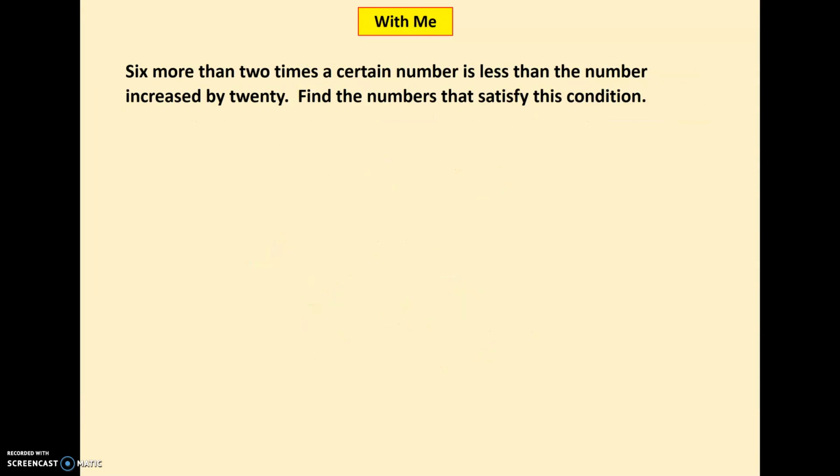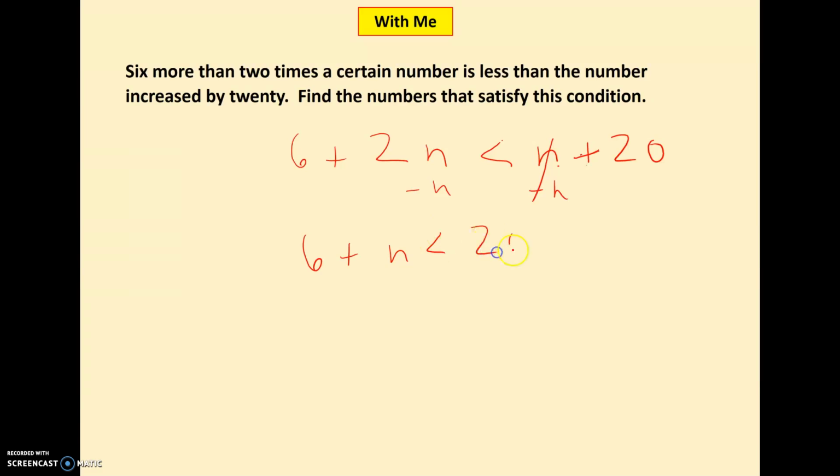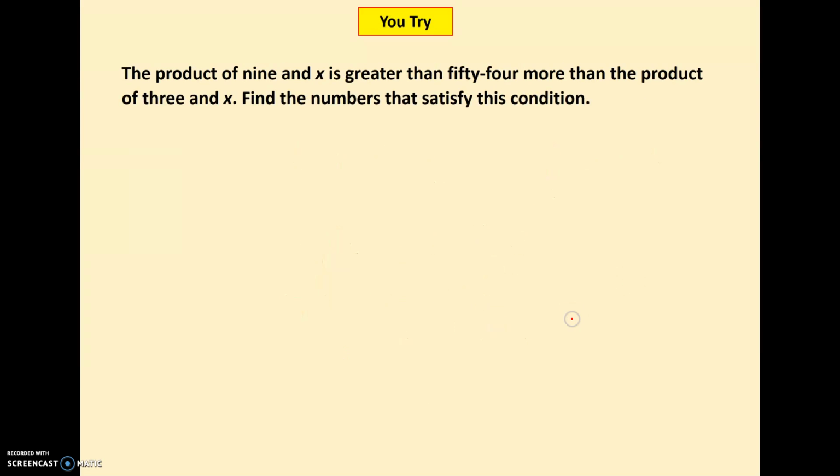Okay, last ones. So 6 more. Then 2 times a certain number is less than the number increased by 20. Find all the numbers that satisfy that condition. Okay, so this looks pretty easy. Subtract the n. Okay, subtract the 6. So that means that any number less than 14 satisfies the condition. And this is the last one.